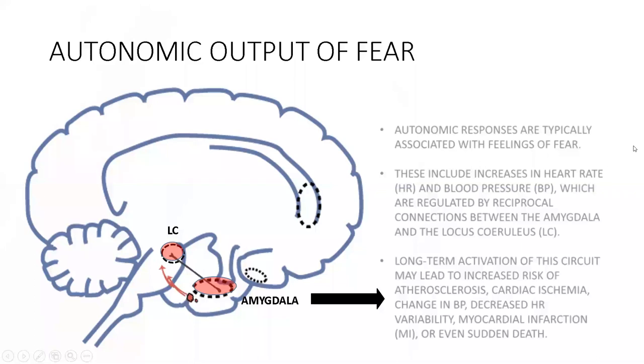Next we can see the autonomic output of the fear. Here again, we talk about the circuits. The autonomic responses are typically involved in fear; we talk about the autonomic nervous system. As you know, the main neurotransmitter is noradrenaline. So a lot of excitatory responses can occur here, the feeling of fear. We can see there is an increase in the heart rate.